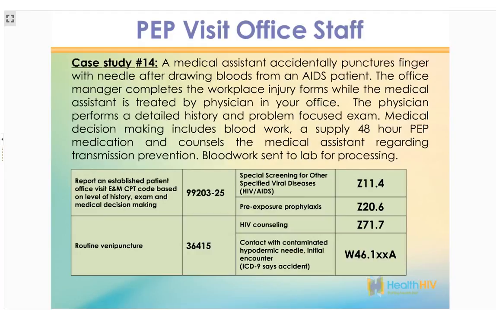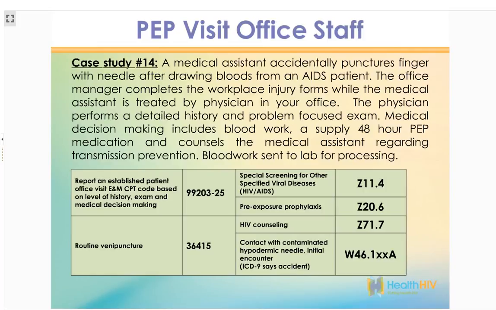This is a medical office assistant that works in a doctor's office, and they were drawing blood work on a patient that has AIDS and they accidentally punctured themselves. The manager fills out the workplace injury forms, and the physician sees the medical office assistant, does a detailed history, a problem-focused exam, and the medical decision-making includes blood work. He gives the patient a 48-hour post-exposure prophylaxis medication, and he counsels the patient. In this particular visit, they draw bloods, and they send the blood work to the lab.